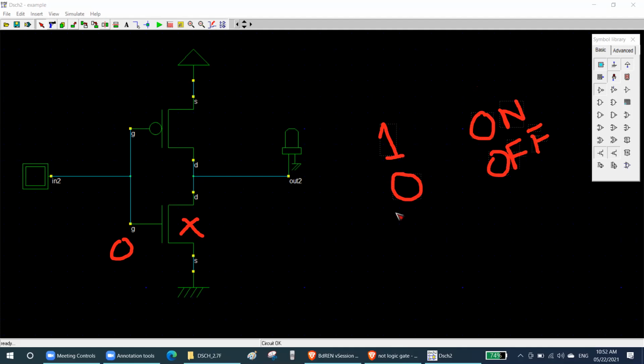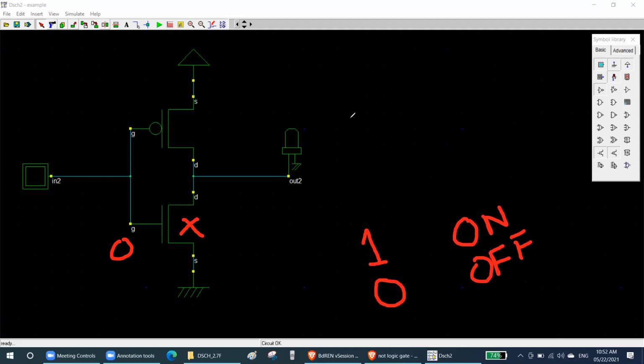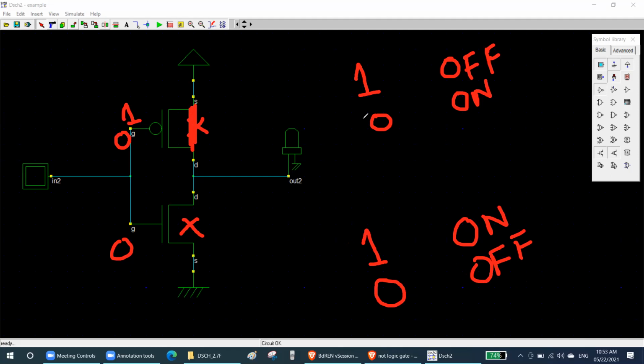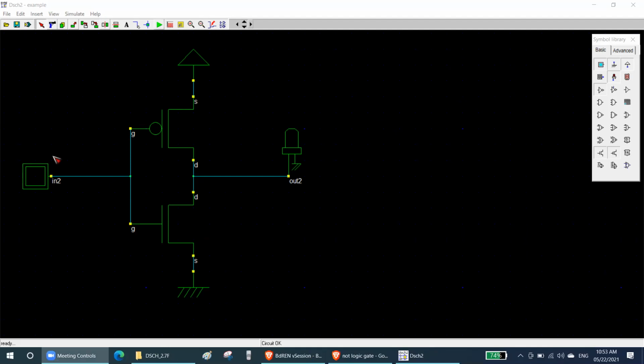Understood? This is for NMOS. PMOS will be opposite. If you give 1, it will be off. If you give 0, it will be on. That is, if you give 1, it will not be on. If you give 0, it will be on. On means conducting. Now let's check. Remember this. For PMOS, 1 means off and 0 means on; for NMOS, 1 means on. Remember this. So let's see this in the simulation.